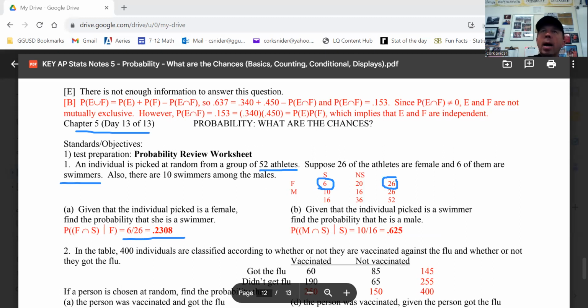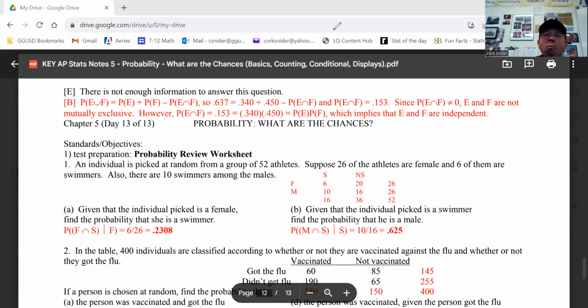Next question. B, given that the individual picked is a swimmer, that's 16 of those, find the probability that he is a male. So that's 10/16 right there. Those are all considered conditional probability because you're not using the table total of 52. You're using the conditions that they give.